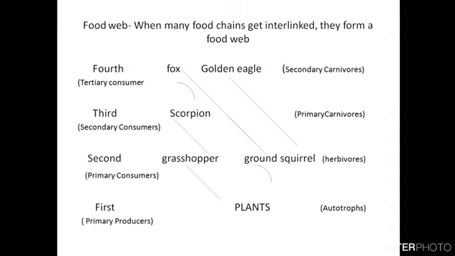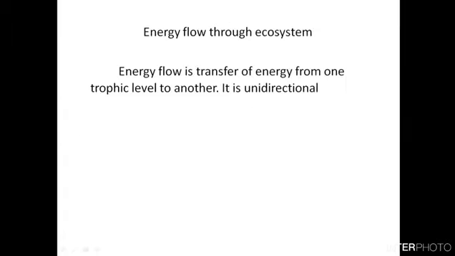Now, if you look at this diagram carefully, you can see that grasshoppers eat the plants, scorpions eat grasshoppers, and foxes eat scorpions. This is one food chain. Another food chain you can see is ground squirrels eat plants.